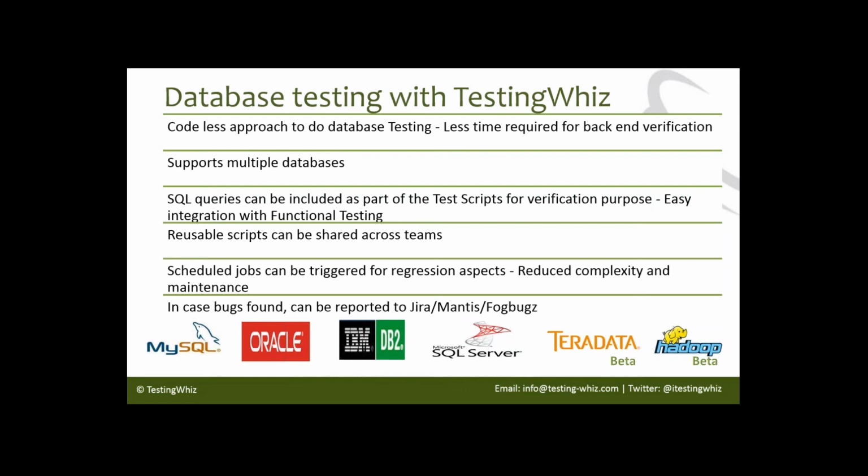Once bugs are found, they can be reported with all the steps and a snapshot to a bug tracking tool like Jira, Mantis, and FogBugz. So database testing is performed by TestingWhiz as an end-to-end solution. You prepare the script, execute the scripts, put them on scheduled execution, and if bugs are found, put them on the bug tracking tool. This can all be done with the help of a single tool.